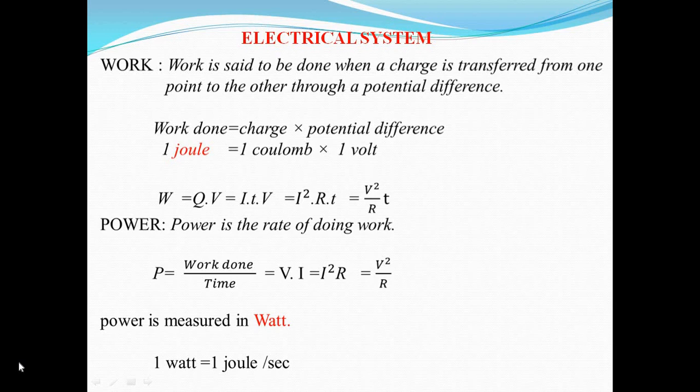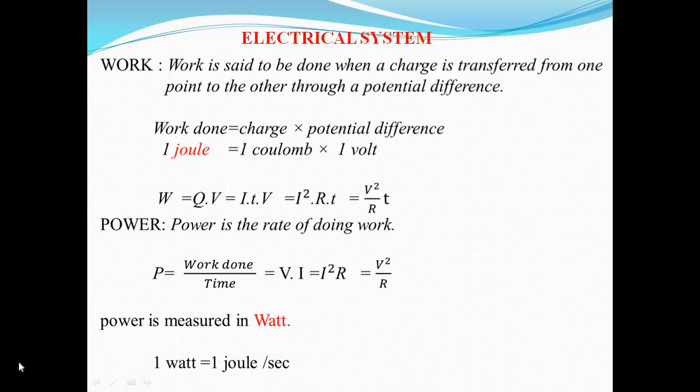In the electrical system, what is work done? Work is said to be done when a charge is transferred from one point to the other through a potential difference. So work done is equal to charge into potential difference. Current is charge per unit time, hence charge is equal to I into T. So W equals I into T into V. I is the current, T is the time for transferring the charge and V is the voltage.